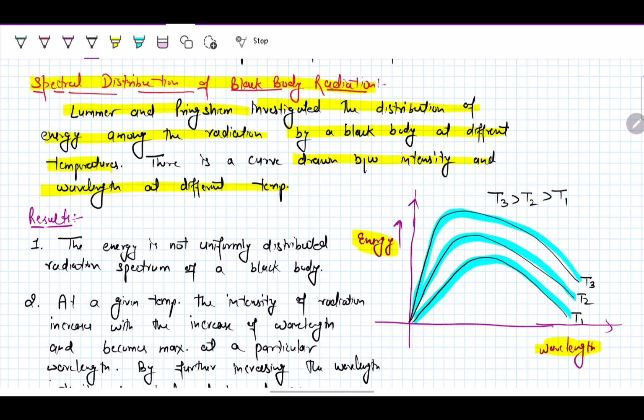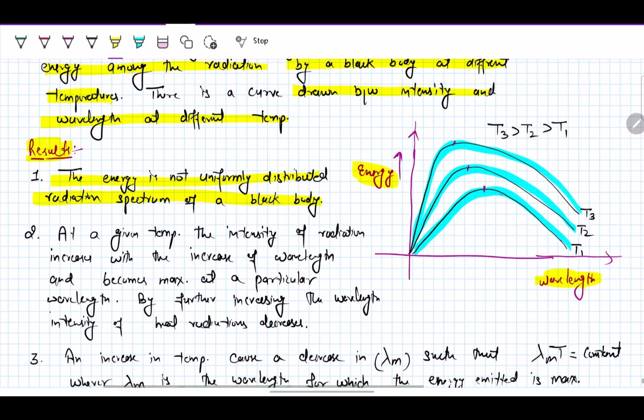All right. Now if we study this graph, we get some findings, so we write these findings as results. The first finding is that energy is not uniformly distributed in the radiation spectrum of a black body. We can observe from here that energy first increases up to this particular point, and then it decreases. A similar pattern holds for temperature T2, energy first increasing then decreasing, and a similar pattern for temperature T3.